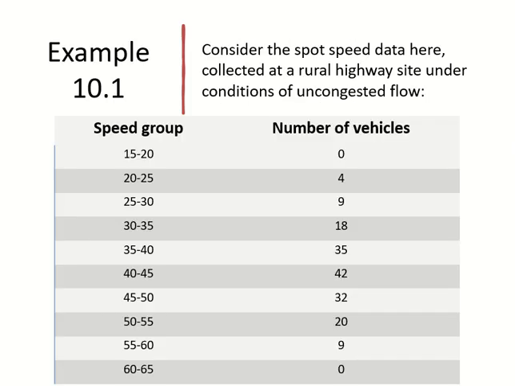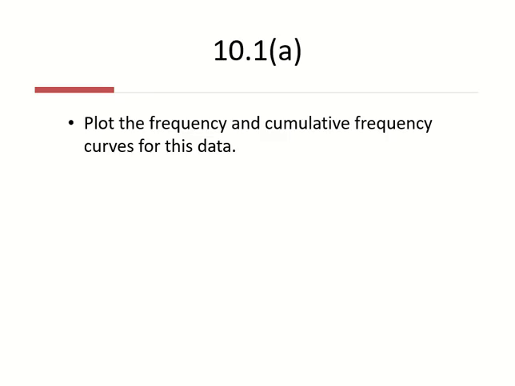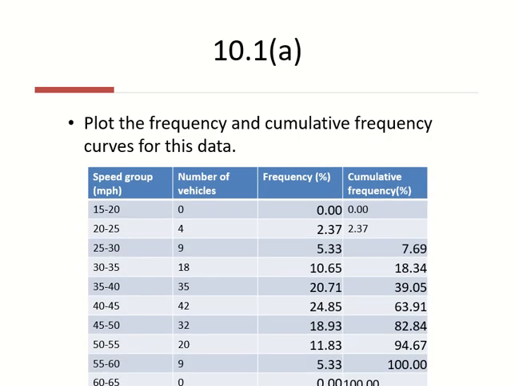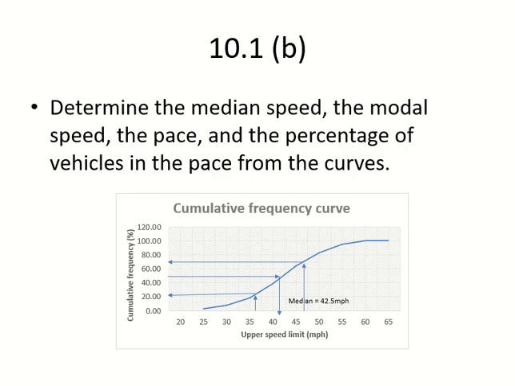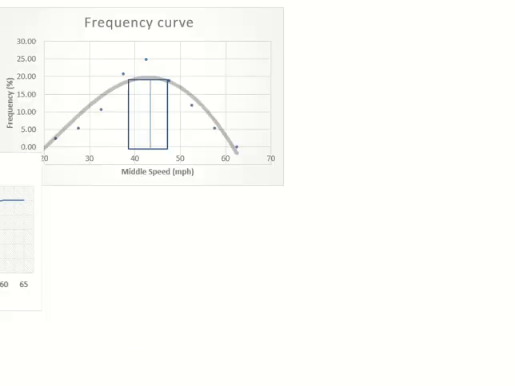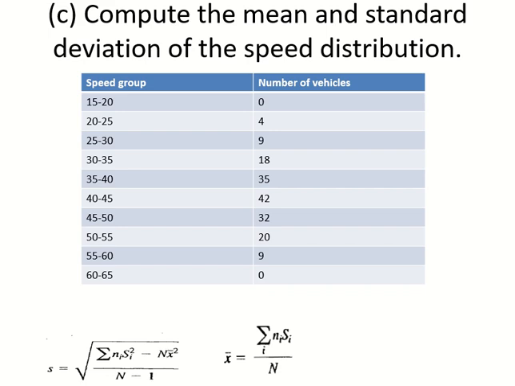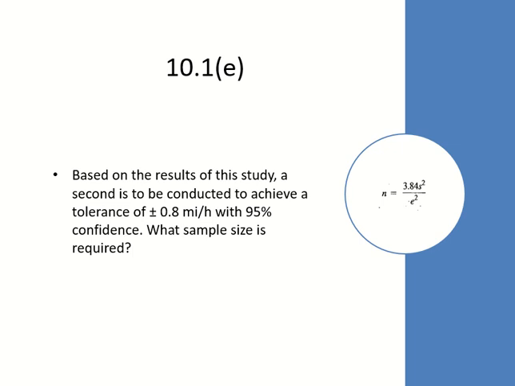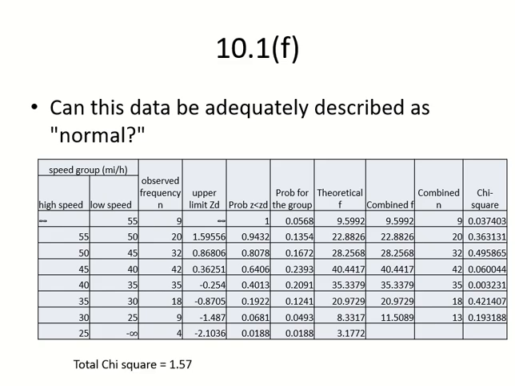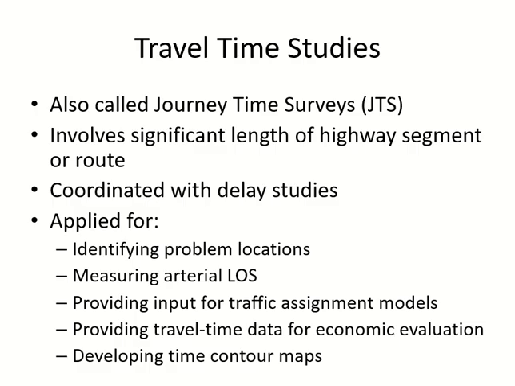This is an example given in the slides. It has all the parts which we have done up till now: frequency, distribution, the plotting, the mean, median, mode, pace, whatever we have done up till now. The chi-square as well, the confidence interval, sample size, everything is there. At the end of the slides you will find question numbers for more problems from the book. So use them for your practice.